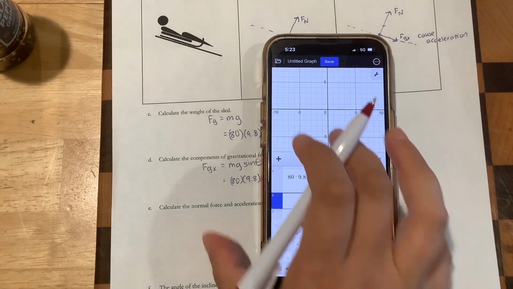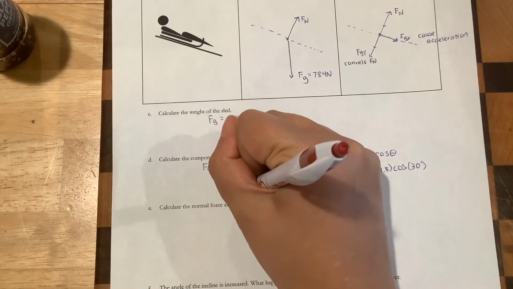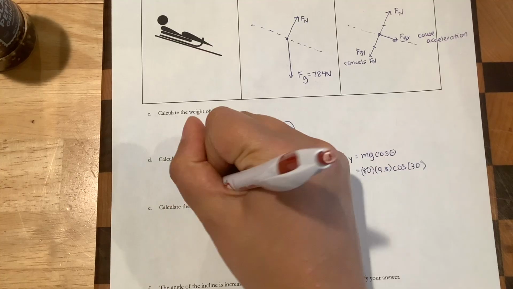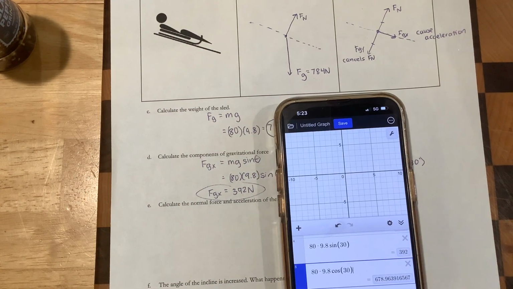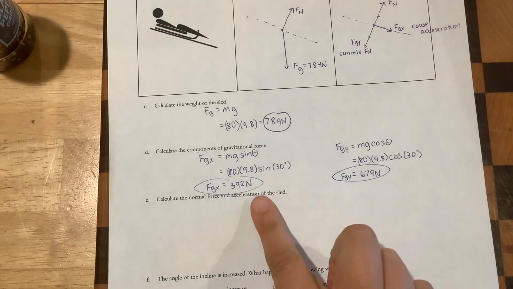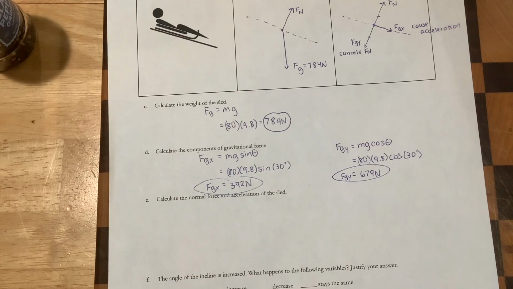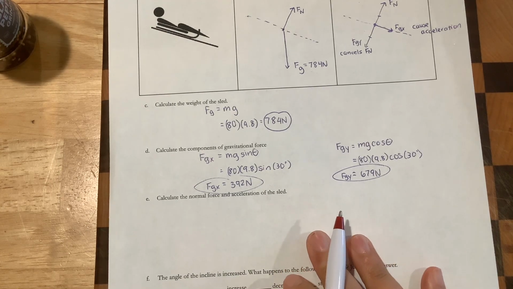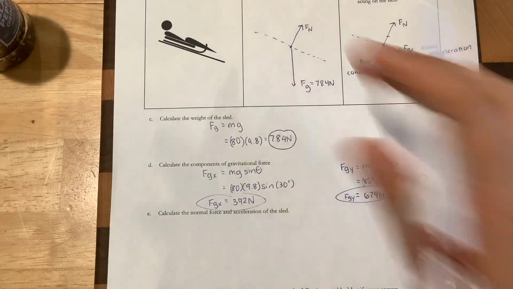So there's 392 newtons in the x direction, pulling you downhill. This is the force that wants you to speed up. And 679 newtons in the y direction. So which one of these two forces is going to be equal to the normal force? Hint, it's on the screen. Fgy is the force that's going to cancel the normal force.